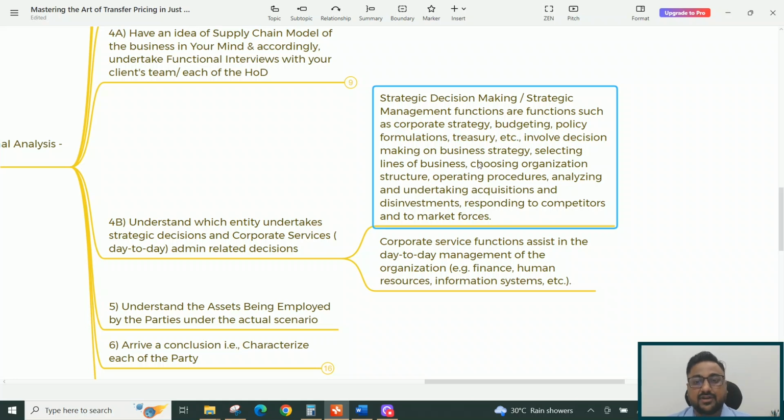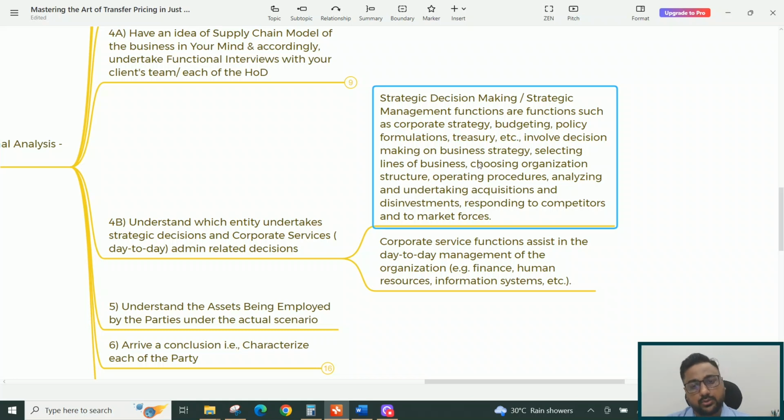I hope that clarifies. Now we go to the other part, which is corporate service functions. These are day-to-day functions, like appointment of HR, or of people in the operations team and admin team, doing accounting jobs, and maintaining IT systems. These are day-to-day management functions which are separate from the strategic level. If an Indian subsidiary is rendering captive services to the foreign company, then these functions will be done by the Indian entity only. The management sitting in India would be doing such things, right?